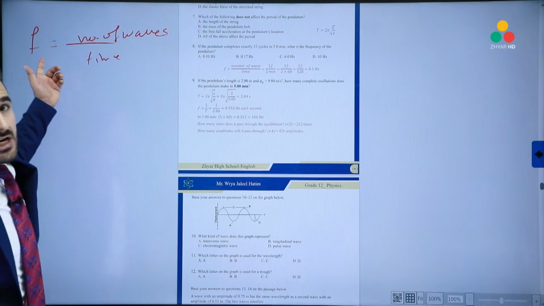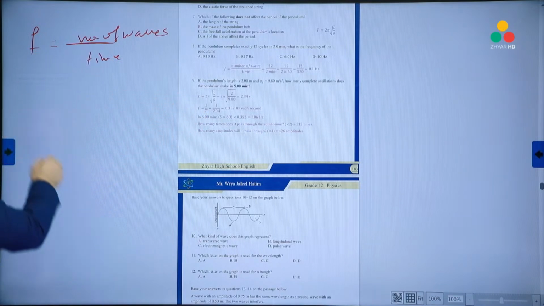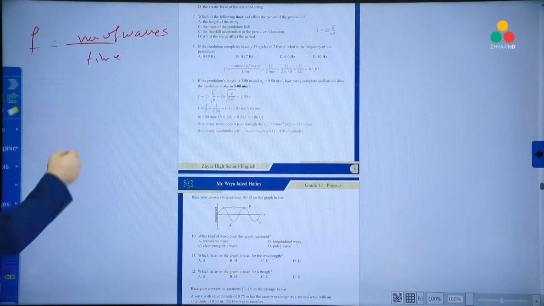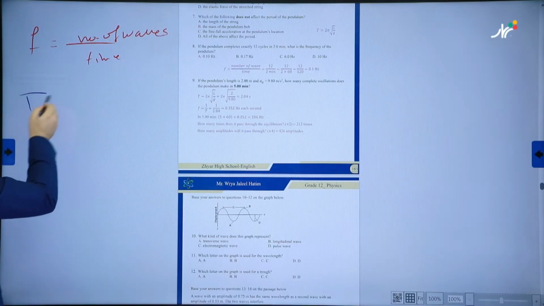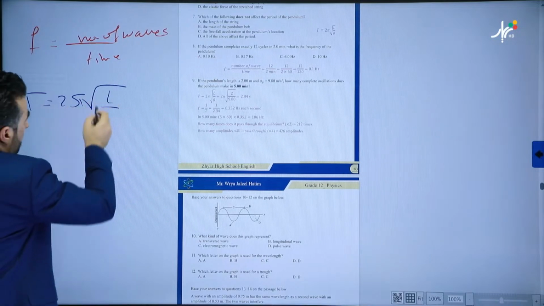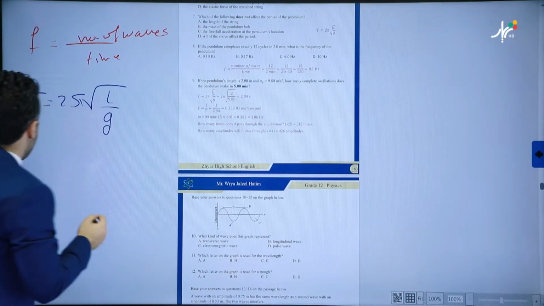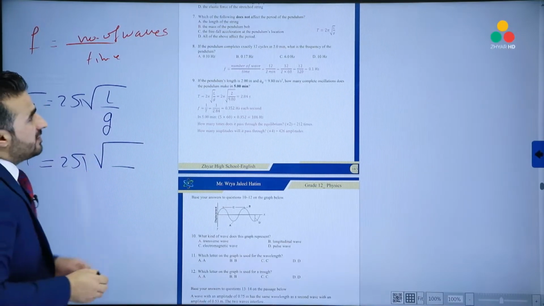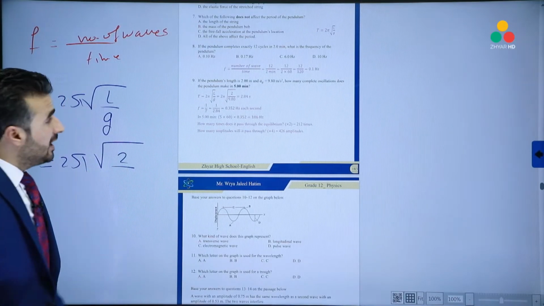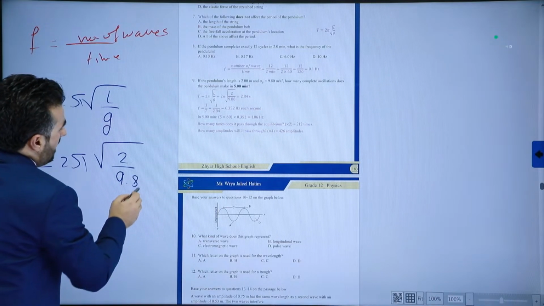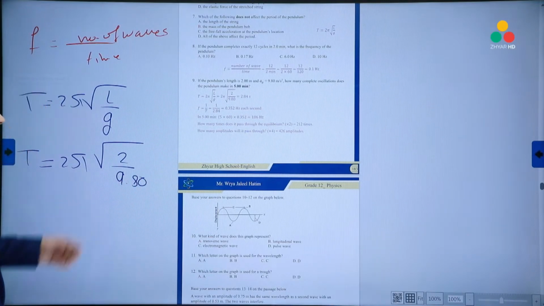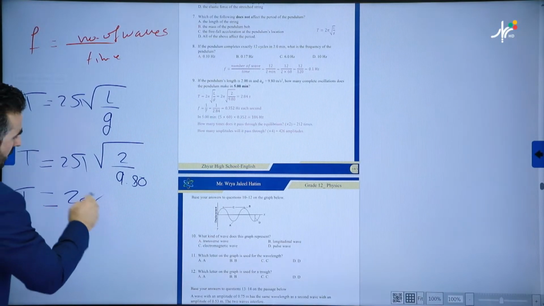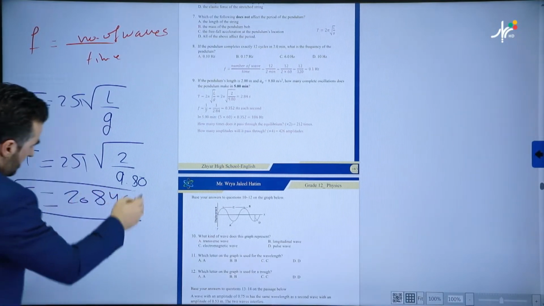But do we have the frequency now? So how about we find the frequency first? We'll say the period here. If we know the period, of course, we can find the frequency. So period equals 2 pi square root of the length of the pendulum divided by gravitational acceleration. What is the length of the pendulum? The length is 2 meters. Gravitational acceleration is 9.80 here. So once you do the math, you will get a period of about 2.84 seconds, of course.